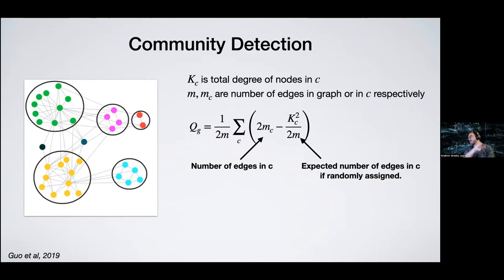Communities are groups of cells that are more strongly connected with each other than to cells in other communities, right? The way you do this is by maximizing this index Q, where MC is the number of edges in a community.